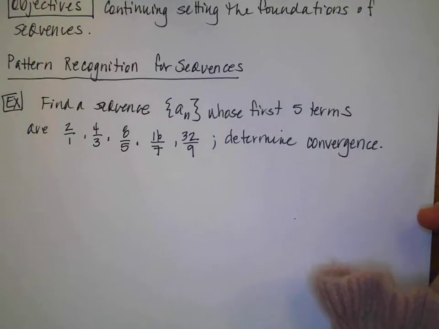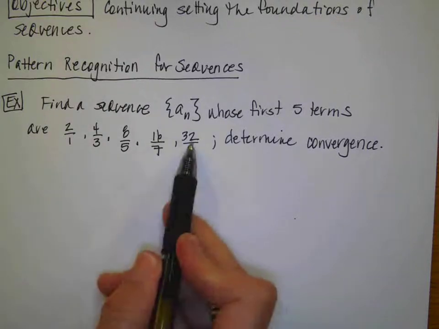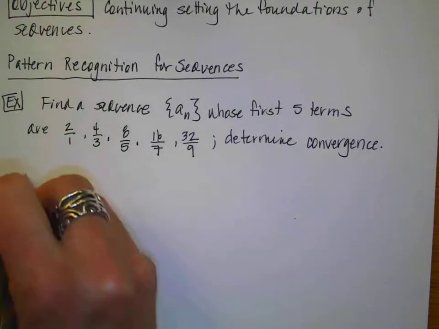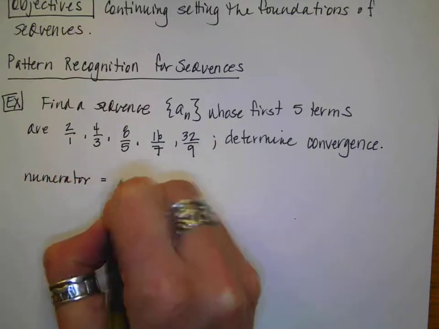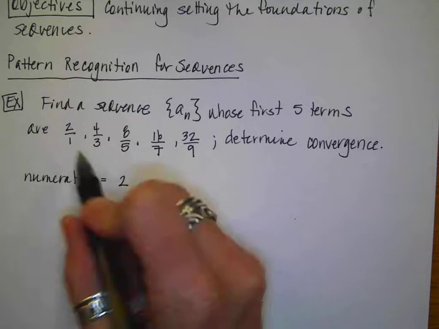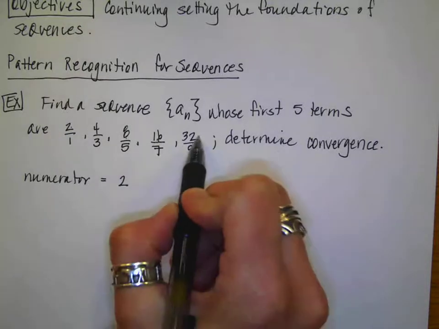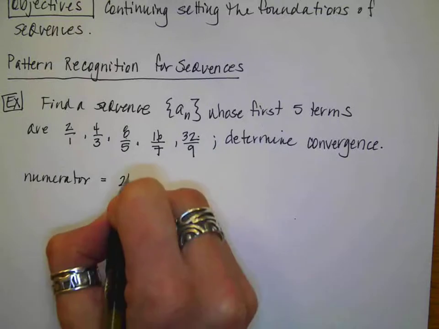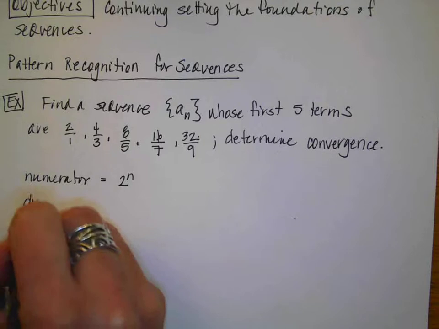And what I mean by convergence is, does the sequence converge? Does it diverge? And if it does converge, what would it converge to? Alrighty, so if you look at the sequence that we have here, we notice that the numerator is going to be powers of 2. 2 to the first, 2 to the second, 2 to the third, 2 to the fourth, 2 to the fifth. Okay, so it's going to be 2 to the n, right?